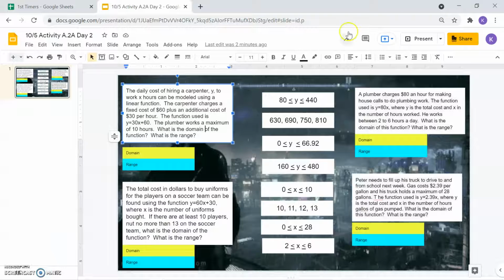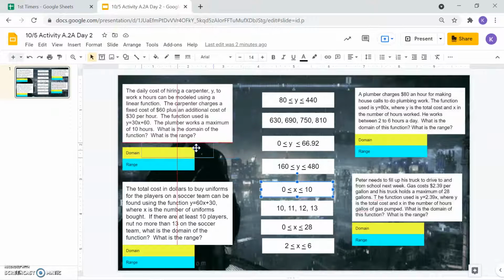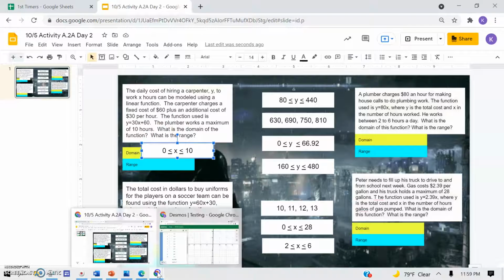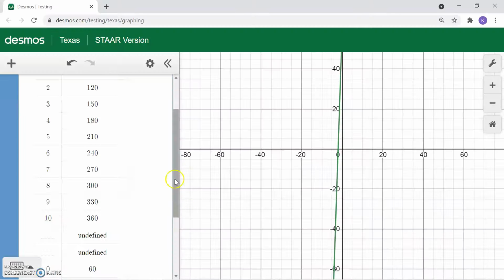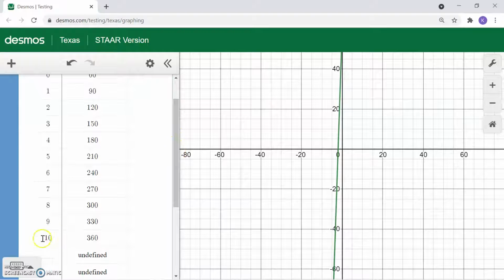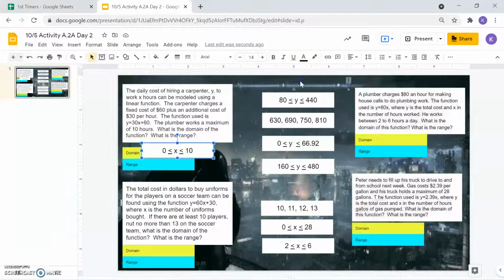Now that we know that, let's go over here. Which one says 0 and 10? No, right there, 0 and 10. So I'm going to move this one right here because that's the domain. Now it says, what is the range? Range means the Y. If we go back to our table here, here's my Y on this side. It starts off at 60 all the way to 360.